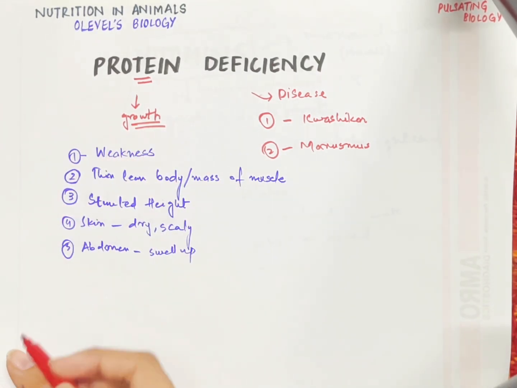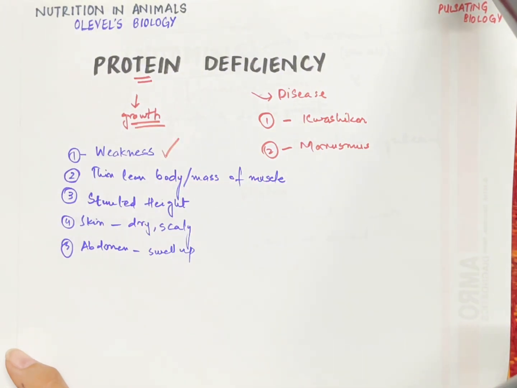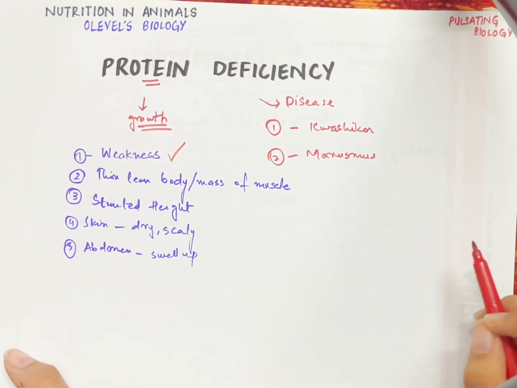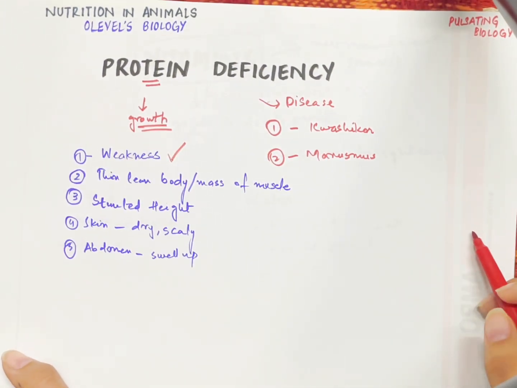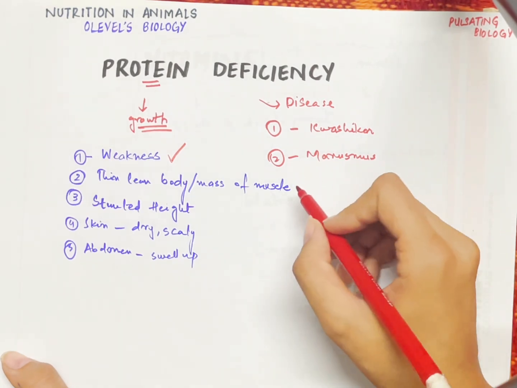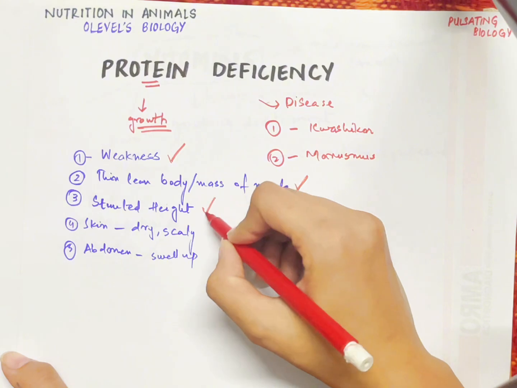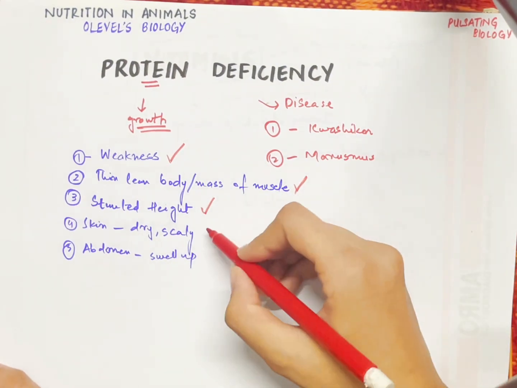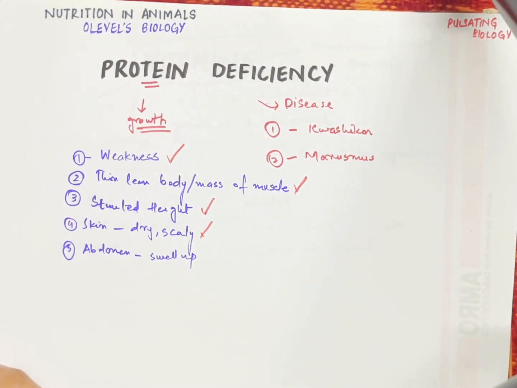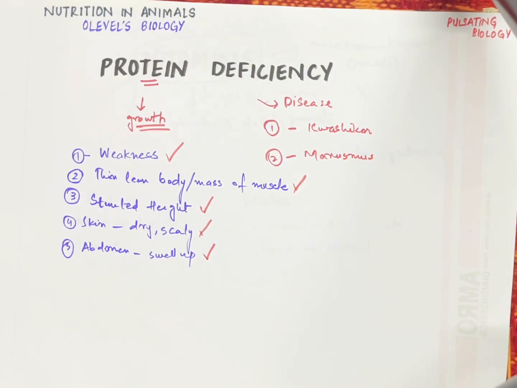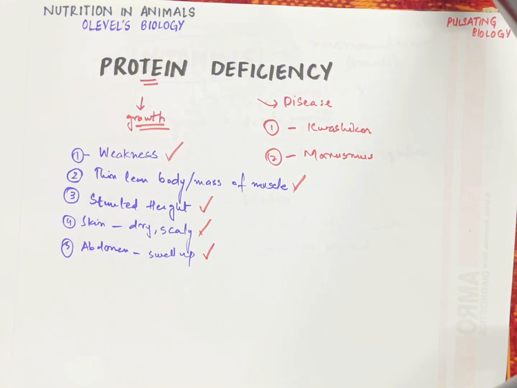The major effects of protein deficiency include weakness. If the balanced diet does not include the correct proportion of protein, the body tends to be weak. The patient loses muscle mass, the stimulated height is basically paused, the skin becomes scaly and dry, and the abdomen swells up. These are all the conditions that take place in a patient whenever there is a lack of protein in the balanced diet.